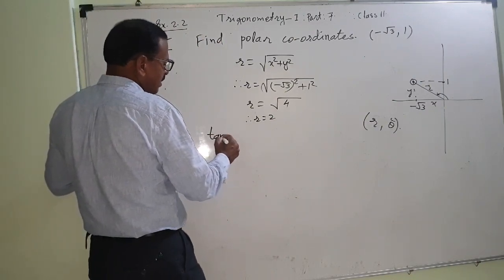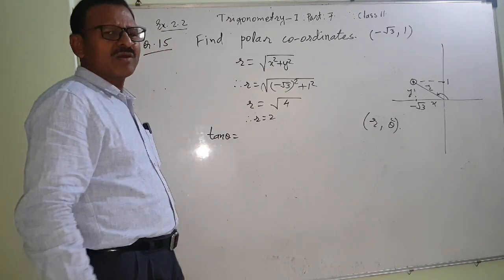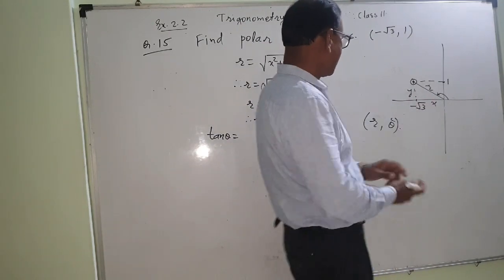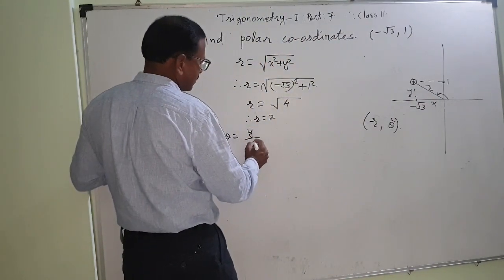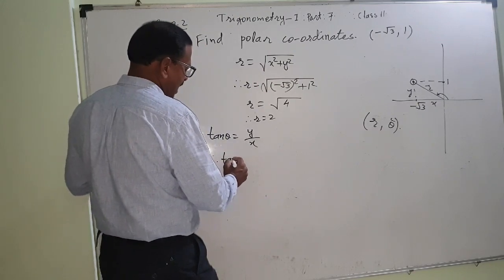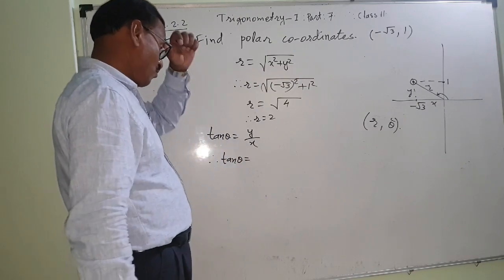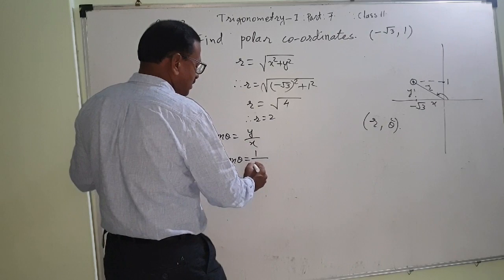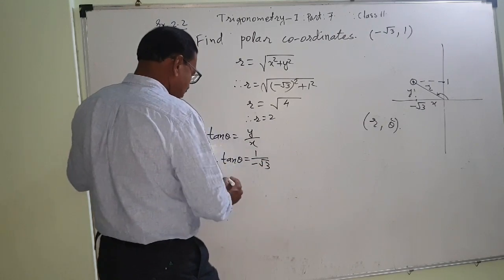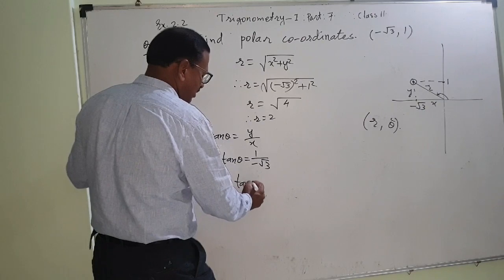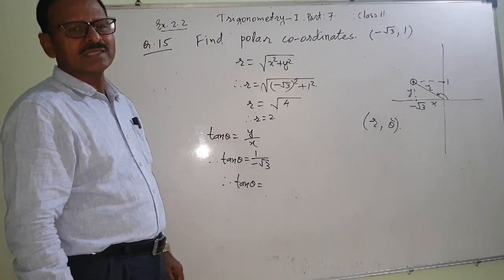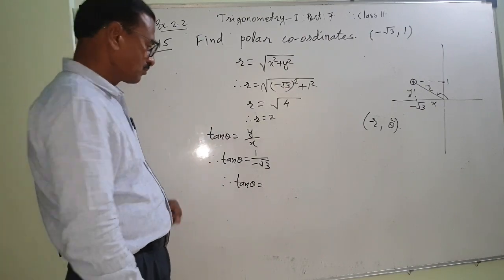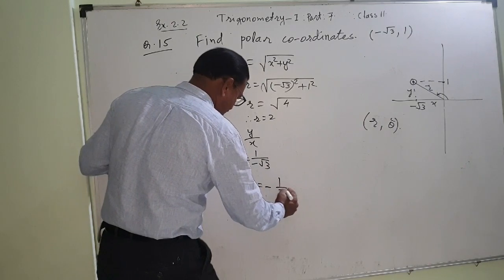So I have to find the value of tan theta. What is tan? Opposite upon adjacent, that means y upon x. Therefore tan of theta is equal to y, which is 1, upon x, which is minus root 3. Therefore tan theta has become negative. That means it is in which quadrant? Second quadrant. We have plotted also. Now I will write this like this, minus 1 upon root 3.